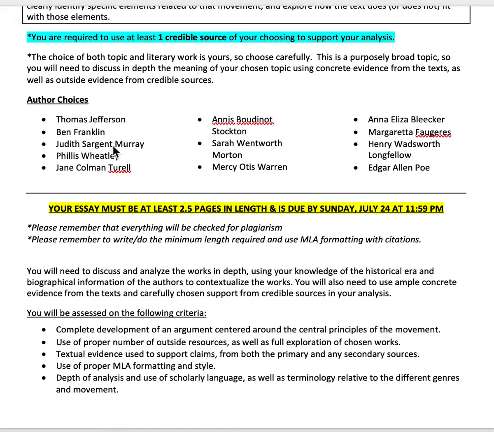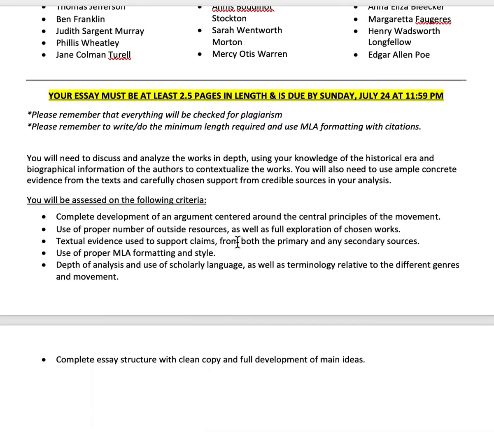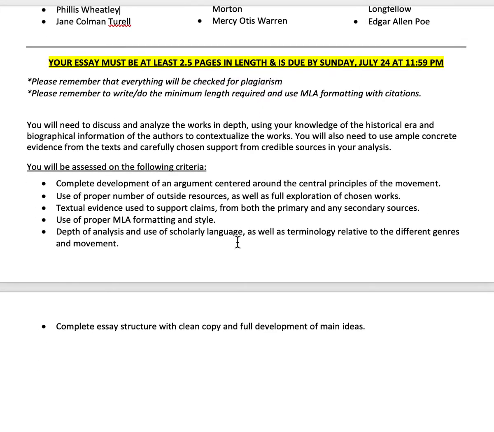However, you really can't divorce many of these people from the text themselves, right? Who they were is very important in what was being written. Someone like Judith Sargent Murray has a unique perspective as a female author. Someone like Phyllis Wheatley has a unique perspective, and that influences what she's writing and how she's writing to a particular audience. So think about that secondarily, but again, keep the focus on analyzing the text as a piece of literature. Make sure that you have good development of all of your ideas centered around these specific principles of the movement.